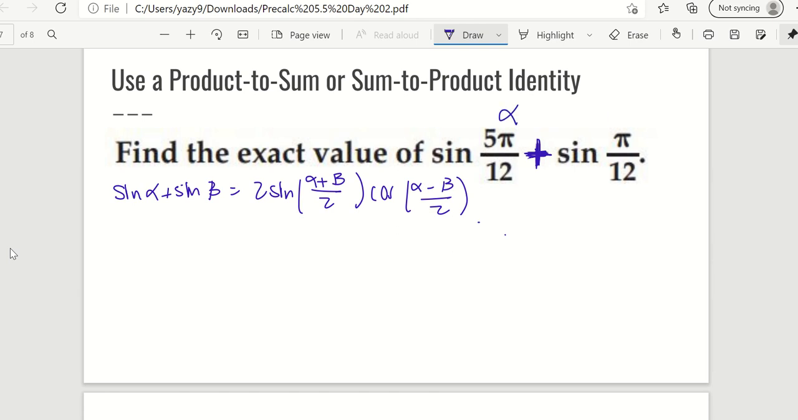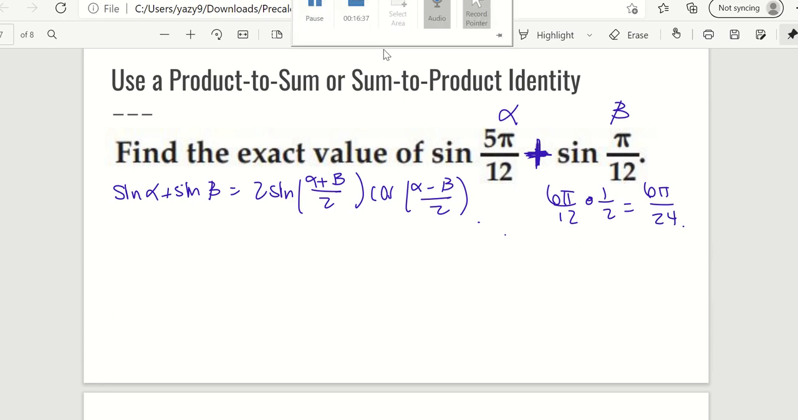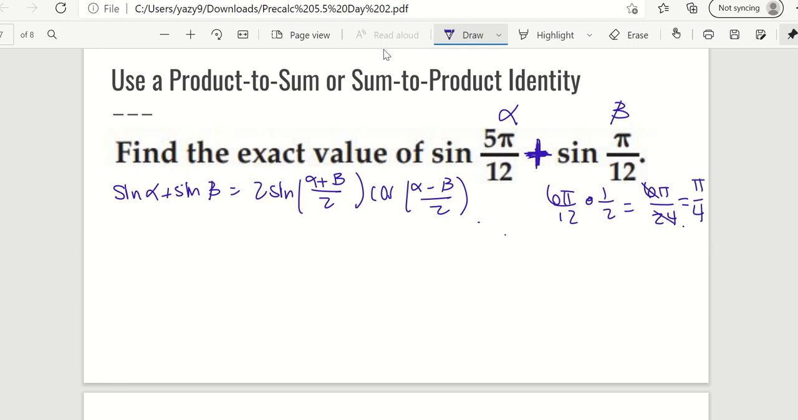Right? If this is alpha and this is beta, my first step is to figure out what alpha plus beta over 2 is. So alpha plus beta over 2 is 6 pi over 12 divided by 2, which is the same thing as multiplying by 1/2, which is 6 pi over 24. Which you could divide 6 on top and bottom and you get pi over 4. So I can insert that back in here. So that's 2 sine pi over 4 times the cosine of, let's figure this one out.